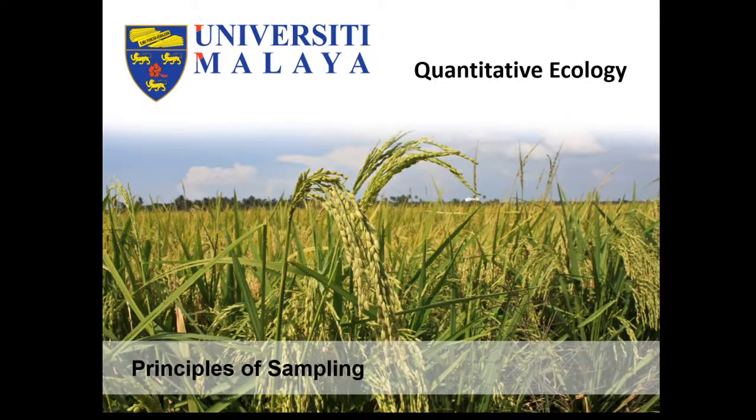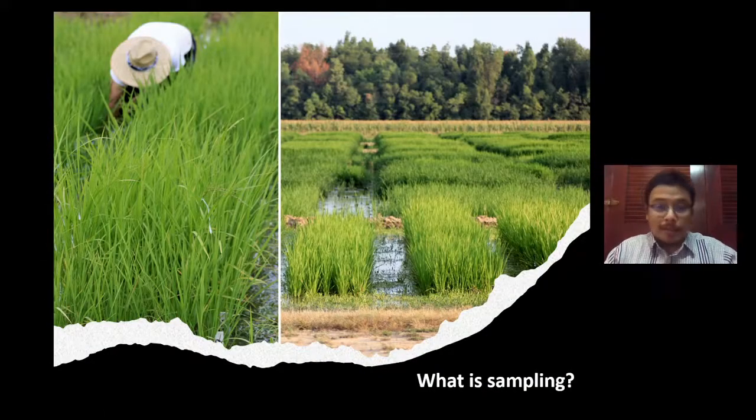Okay, in this lecture, I will give some brief ideas about the concept of sampling in plant ecology. So, what is sampling? Based on a review of several dictionary definitions, sampling is the act or process of selecting a part of something with the intent of showing the quality, style, or nature of the whole. So, what is sampling in ecology?